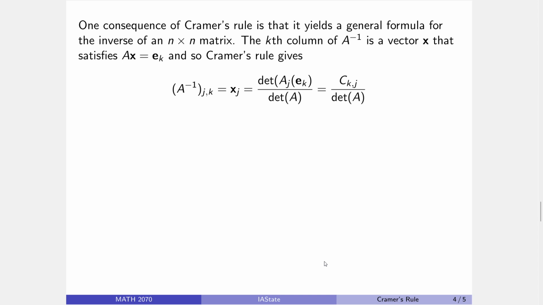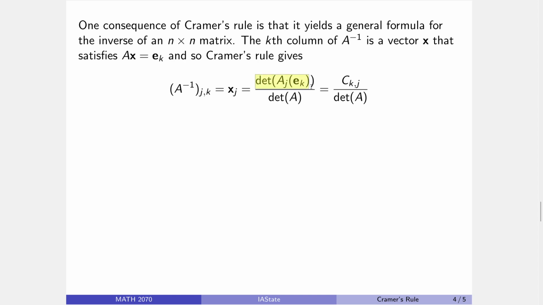That makes sense, right? Because A times A inverse gives me the identity matrix, so the kth column of that would have to look like this. Cramer's rule tells me that A inverse's jkth entry, which would be x sub j here, has to be, and again, I'm missing a parenthesis. How dare I? Has to be the determinant of our matrix A, where the jth column has been replaced by the standard basis element, e k, divided by the determinant of A.